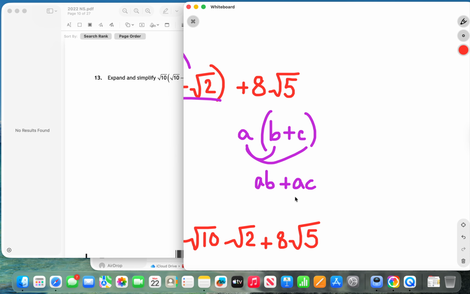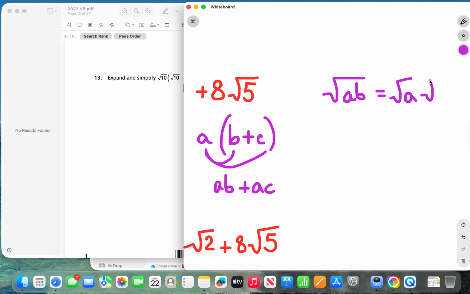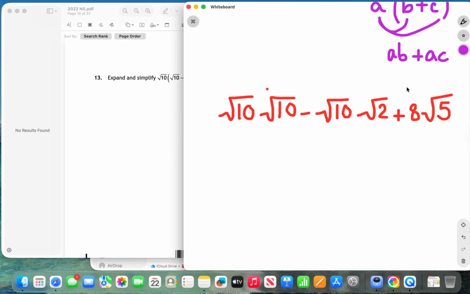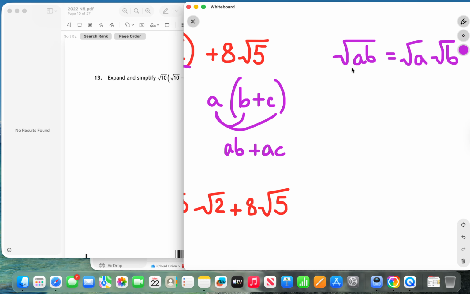I need you to know a few of the laws or rules of surds, and the first one we're going to look at is this, where root AB equals root A times root B. So root A multiplied by root B is root AB. We get this. So root 10 times root 10 has to equal, if you substitute A is 10 and B is 10, root 10 times 10.